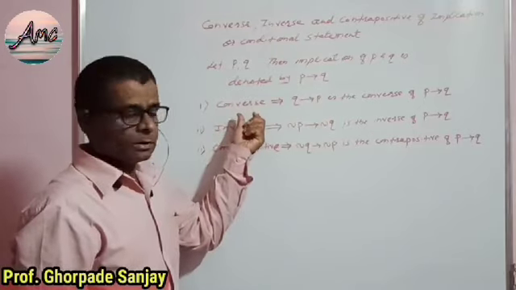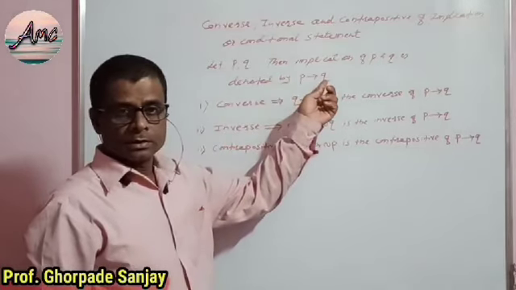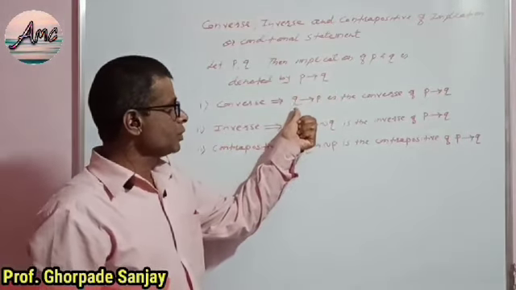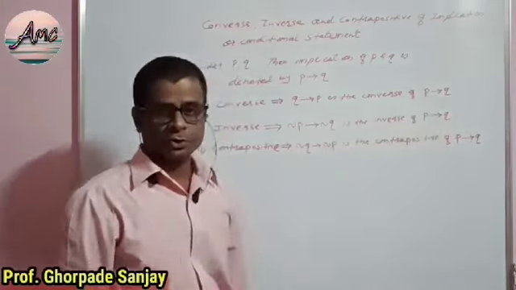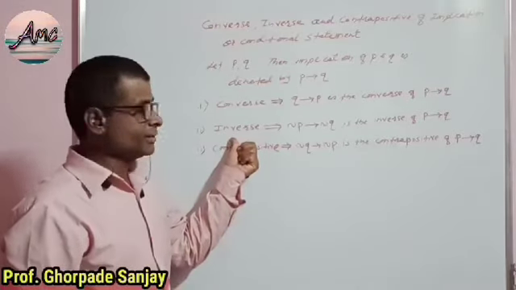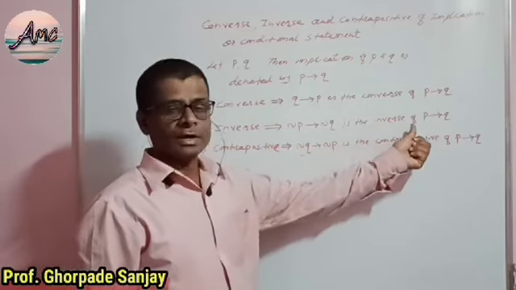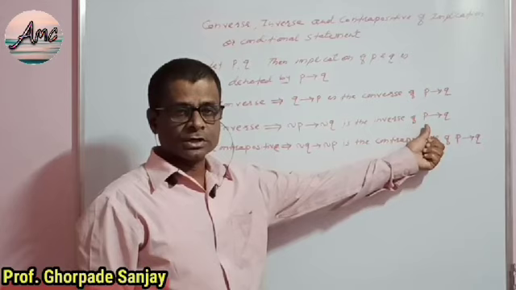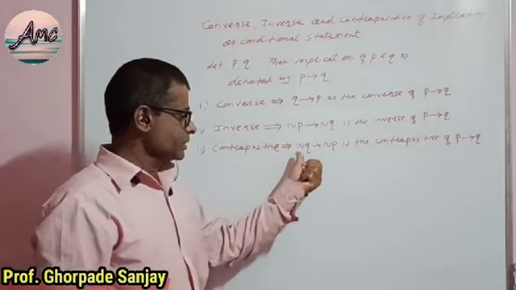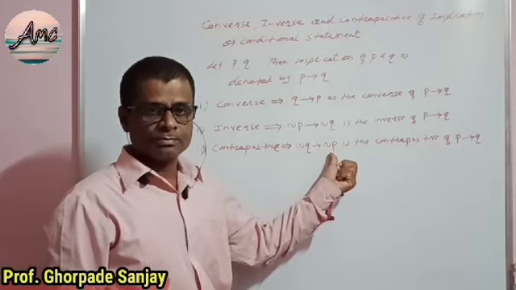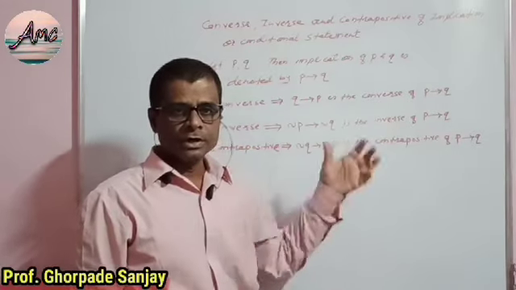Then what is the condition of converse? The converse of the conditional statement P implies Q is defined as Q implies P. Then how is the inverse defined? Negation of P implies negation of Q is the inverse of the conditional statement P implies Q. Then the contrapositive is defined as negation of Q implies negation of P, which is the contrapositive of P implies Q.